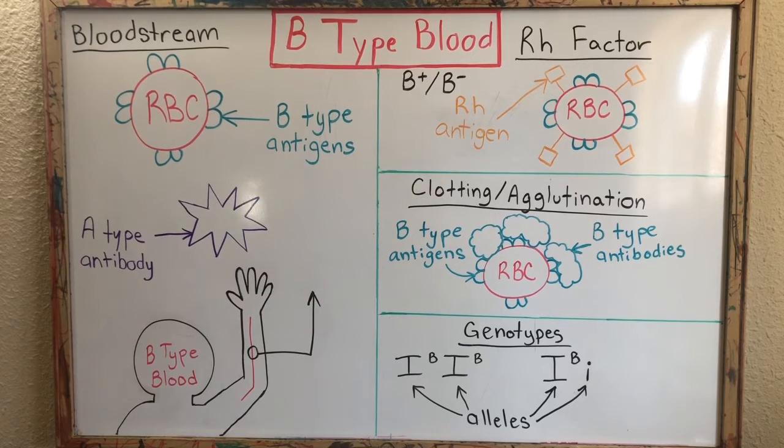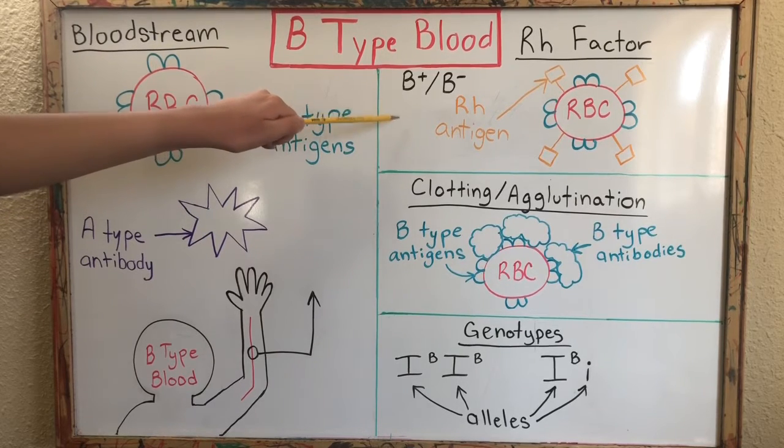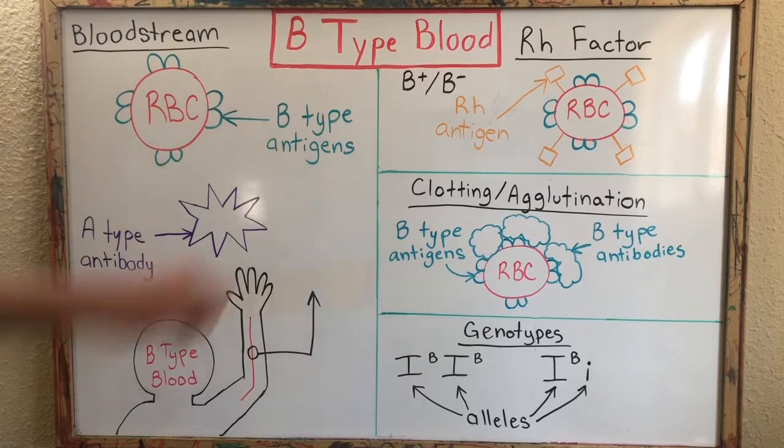The Rh antigen can also be present on the red blood cells of people with B-type blood, but it is not always present. If it is present, that can be represented by a positive symbol on this B representing B-type blood, but if it is absent, it can be represented by a negative symbol also on the B. The person here has B-type blood without Rh antigens.